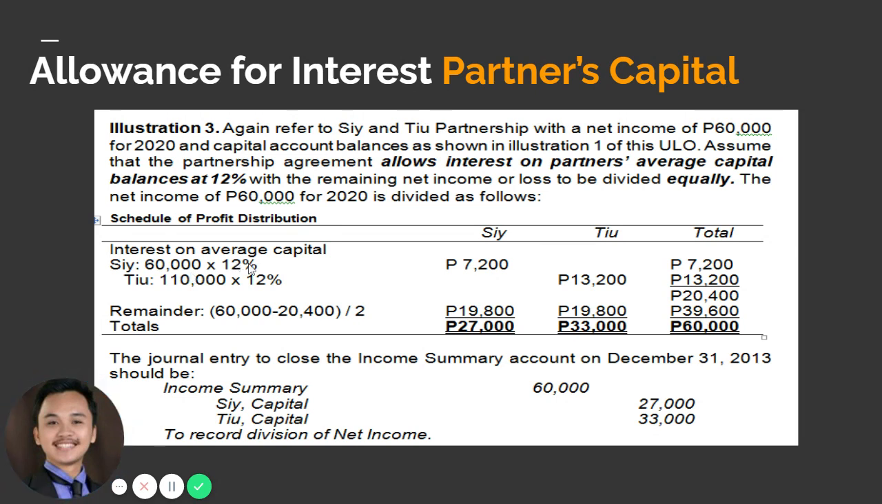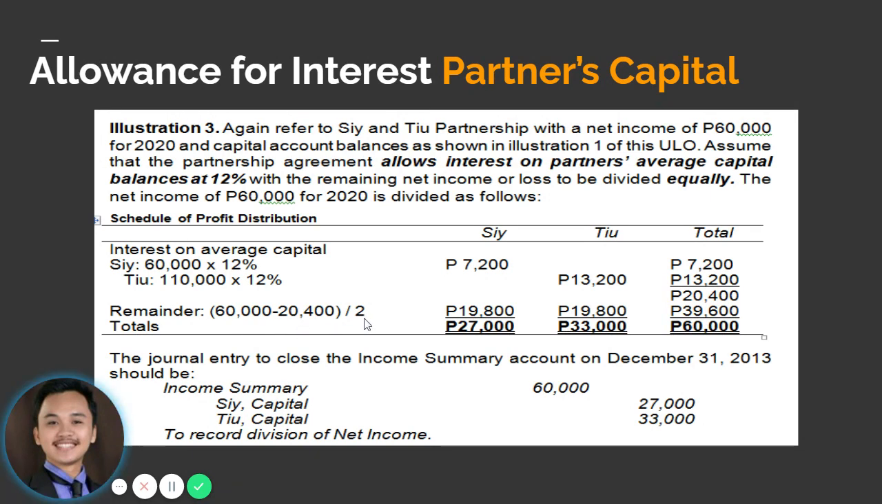So 60,000 times 12%. So that is 7,200. And then for Chu, 110,000 times 12%. So that is 13,200. So from that, naa tay total of 20,400 already being given to our partners. So from 60,000, pila na lang ang nabilin? 60 minus 20,400, ang nabilin na lang is 39,600. Ang kanang 39,600 daw, that will be divided into 2.